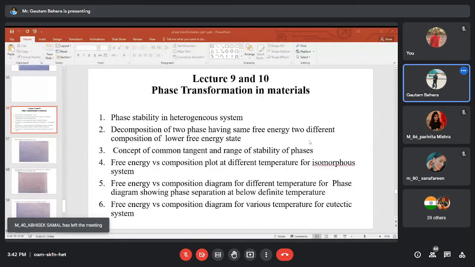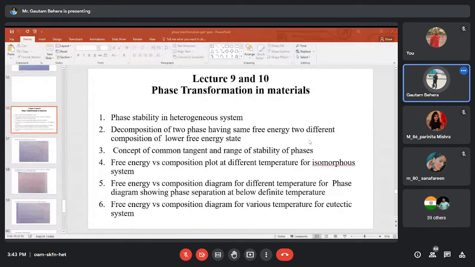Fine. So in lecture 9 and 10, basically, we'll see the significance of the tangent drawn to the plots. When we draw a tangent to a free energy curve, what will happen? What is the significance of that? And also we'll see some phase diagrams, like the isomorphous phase diagram and eutectic phase diagram, and how this phase diagram will be converted into this free energy versus composition diagram on the basis of different temperature.